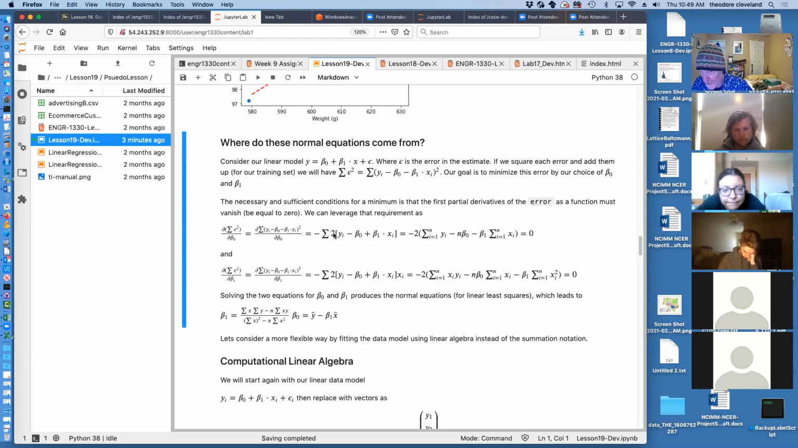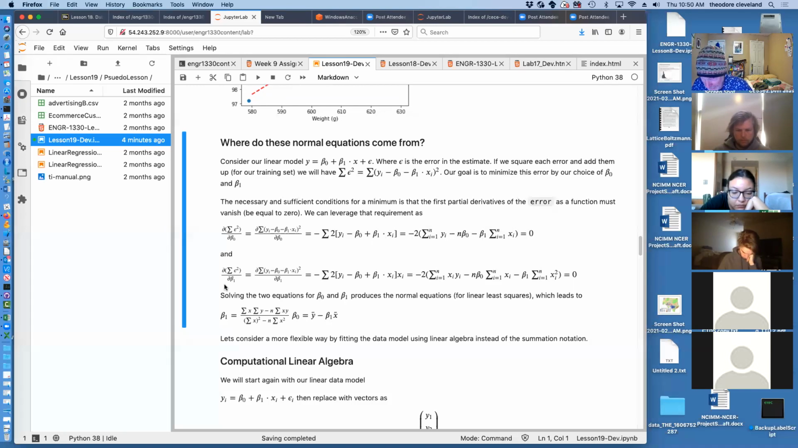The 2 is a constant, and it can be brought out of the summation sign. So it's now minus 2 times the sum of y sub i minus n beta 0, because there's an implicit 1 in front of it, minus beta 1, which can be brought out of the summation sign, times x sub i. So one of our equations that has to be true to find a minimum is that minus 2 times the sum of y minus n beta 0 minus beta 1 times the sum of x has to equal 0.